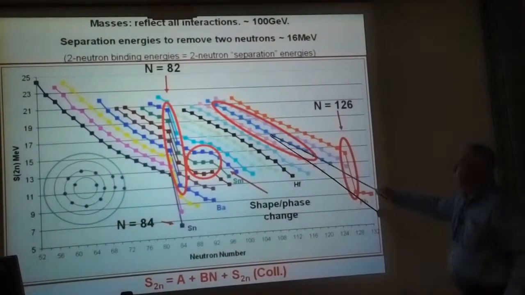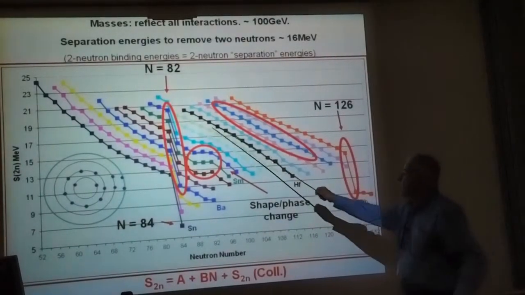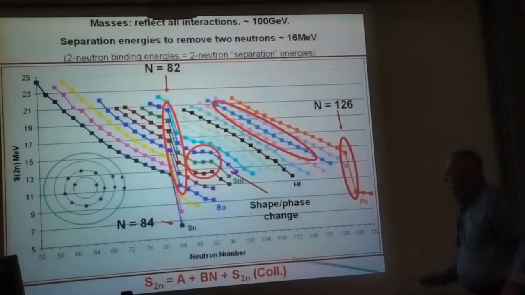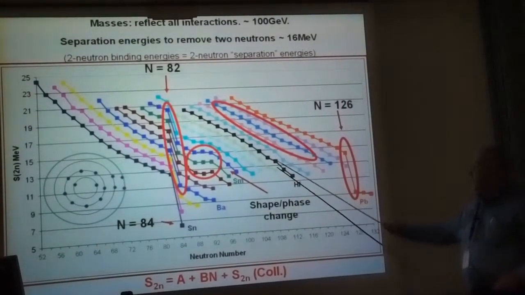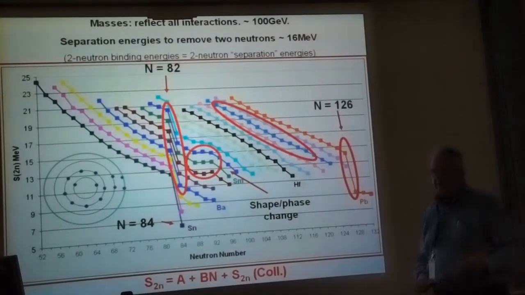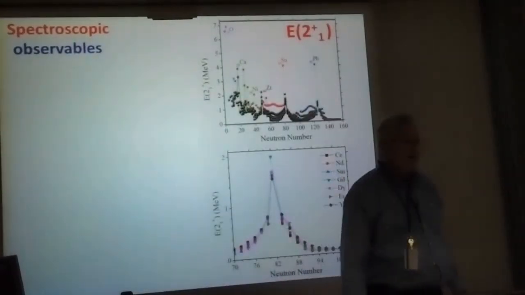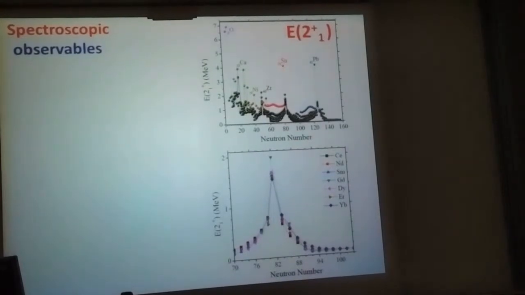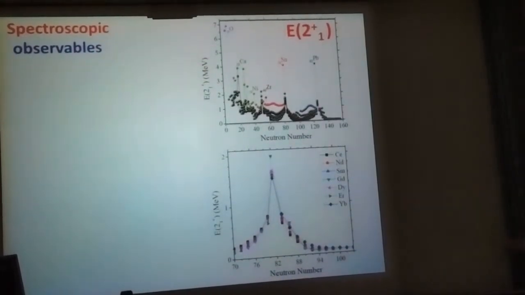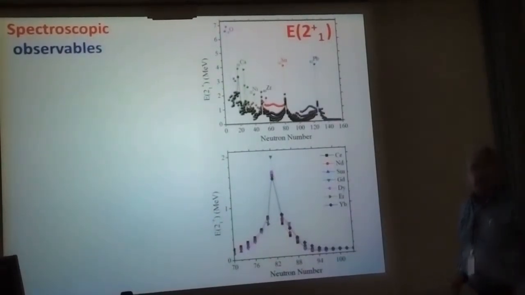If you look carefully at this, if I put this red ellipse on this, you would notice these curvatures. Those curvatures are due to what are called collective effects, and you can use data like this to understand some of that collective business. Okay, that is masses. I now want to look at spectroscopic observables. By that I mean things having to do with the energies of specific states. So here's a plot of the energy of the first 2+ state in all even nuclei.